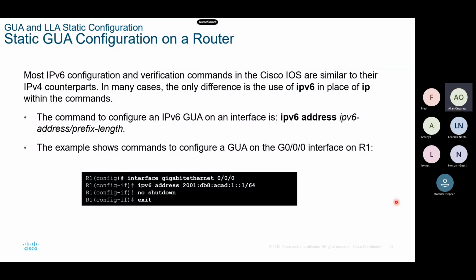Let's look at how we configure a static IPv6 global unicast address.